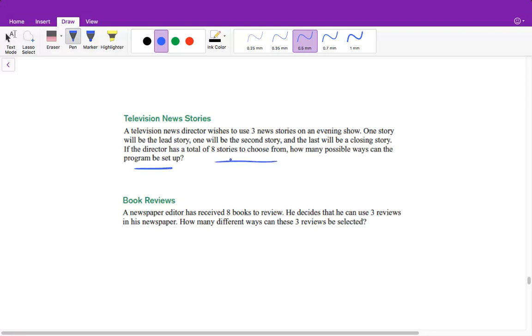Well, since our programs are being denoted as a lead story or a second story or a last story, and the lead story is not the same as the second, and the second is not the same as the last, this means order matters. So that means we will need to use our permutation.